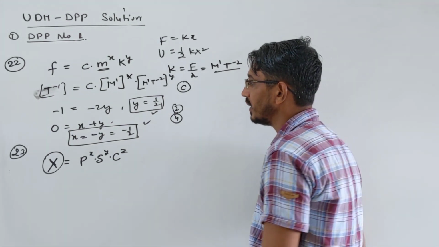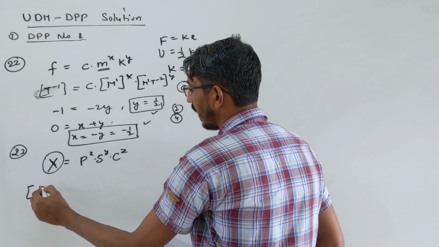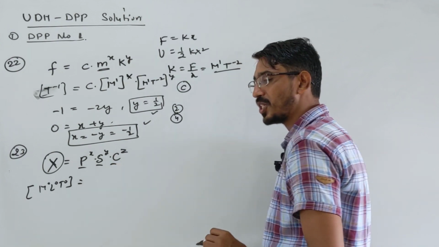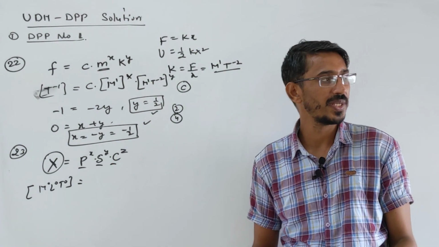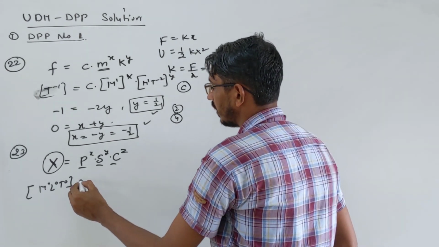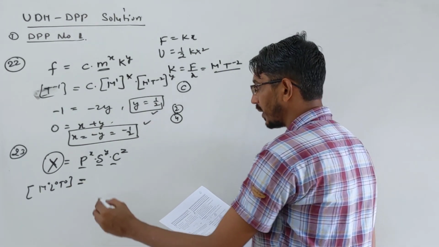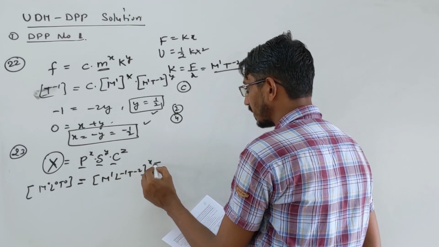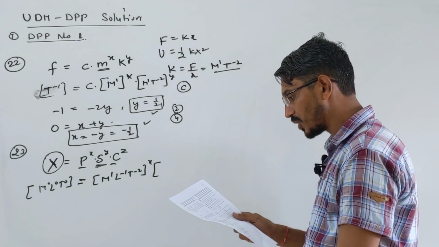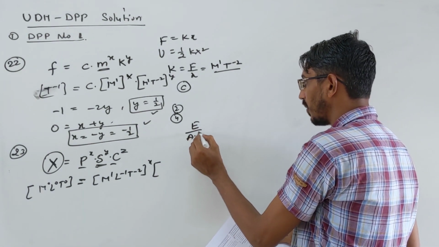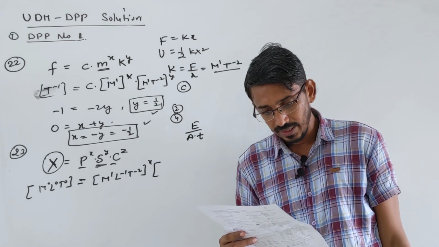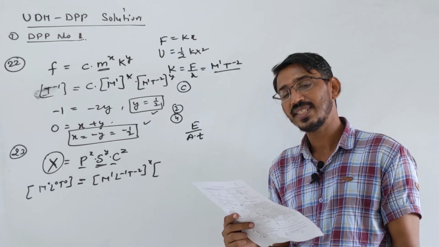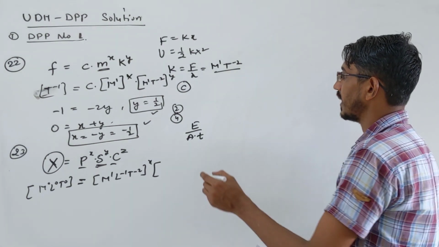Let's calculate. The dimension of this quantity is given as 0: m 0, l 0, t 0. This is given in the question. Now we have to put the dimensions of these three things. We already know the pressure dimension; they call it radiation pressure, but any pressure has the same dimension. So let's put it here: M power 1, L power minus 1, T power minus 2, all power x. Then the dimension of S, which is energy per unit area per unit time. Read the question: S represents the radiation energy striking a unit area per second. Let's calculate how much it comes.